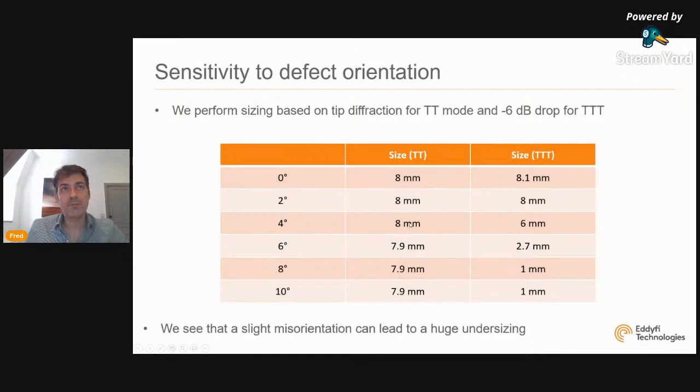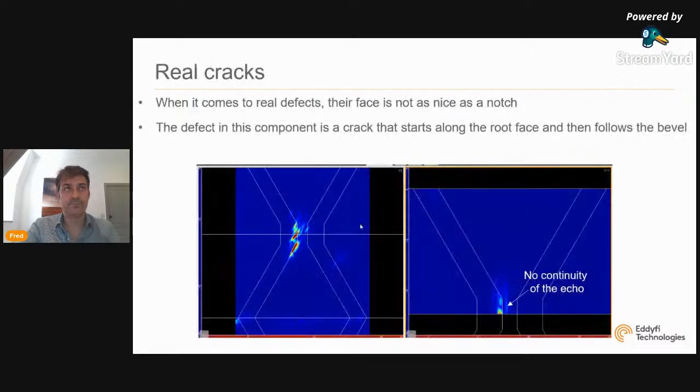While the TT mode is sizing perfectly, 7.9 is still okay because we are not looking at this distance, we are looking at this distance. So for 10 degree defect, that distance is 7.9 millimeter. So we see that a slight misorientation, I mean 4 degree is not a lot, can lead to a huge undersizing using the corner mode.